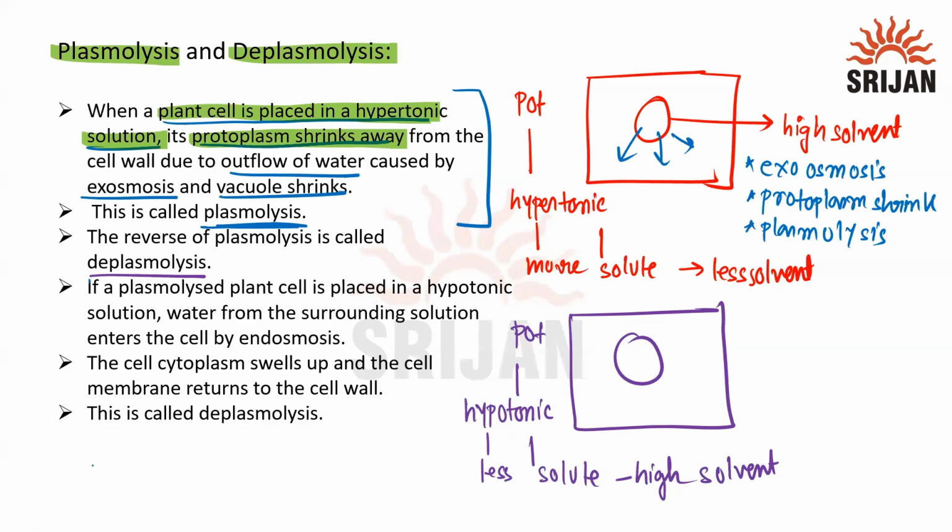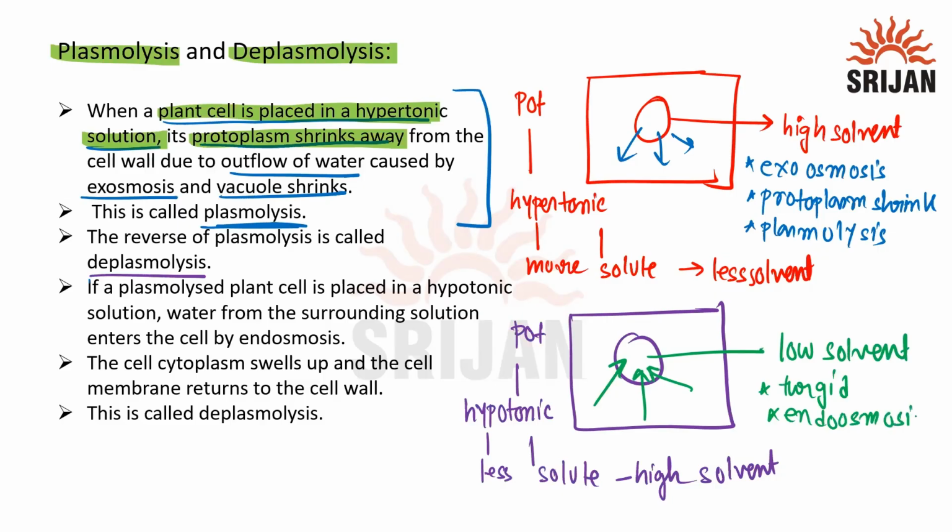So in this cell, there is low solvent. What happens? Water will come inside, and the cell will get turgid. Endosmosis will happen. In the plant cell we have a cell wall, so the cell will not burst; it will swell up. This scenario is called deplasmolysis, the reverse scenario of plasmolysis.